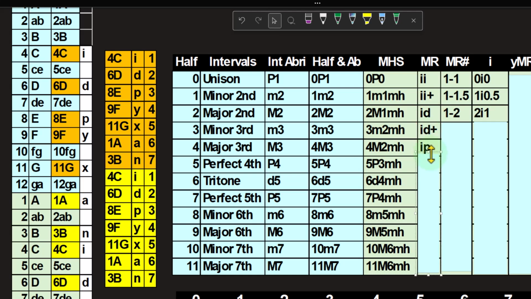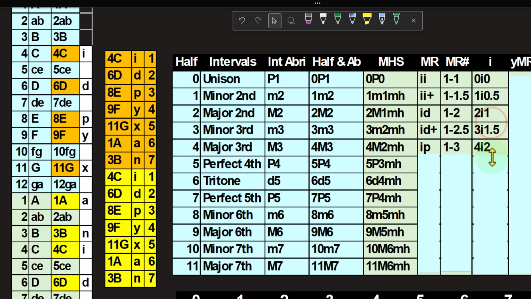Let's go to the next one that's in the key. We go to an IP. So now I'm going from I, and I'm going around in a circle to the location P, or 1 to 3 from a Nashville number system. The distance is always the same. If we're going clockwise, we can replace the I and the P with a 1-3, so I would call it an IP modal range or a 1-3 modal range.